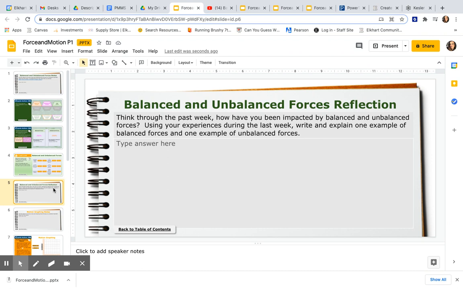Through the past week of learning about Newton's laws, how have you been impacted by balanced and unbalanced forces? Use your experience in the past week and write and explain one example of a balanced force and an unbalanced force that you have experienced in the past week.